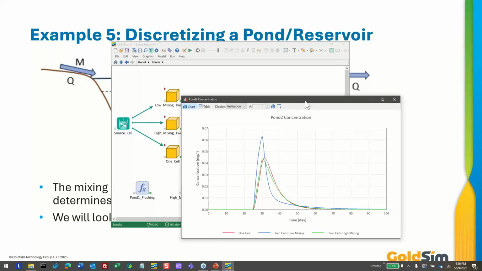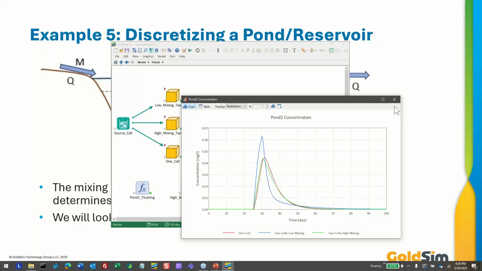If everything just sticks near the surface, right? If I had no mixing at all, we would have an even higher concentration here. So it's something you need to keep in mind when you're simulating ponds and reservoirs: how well mixed are they?